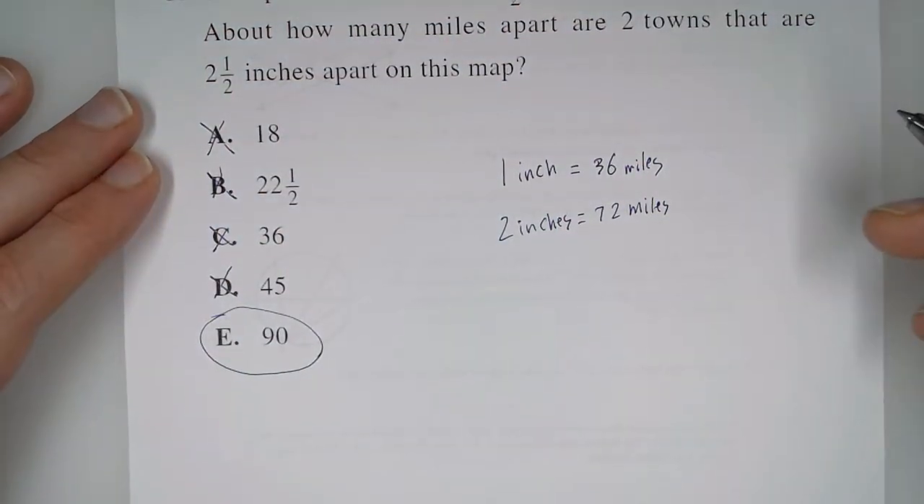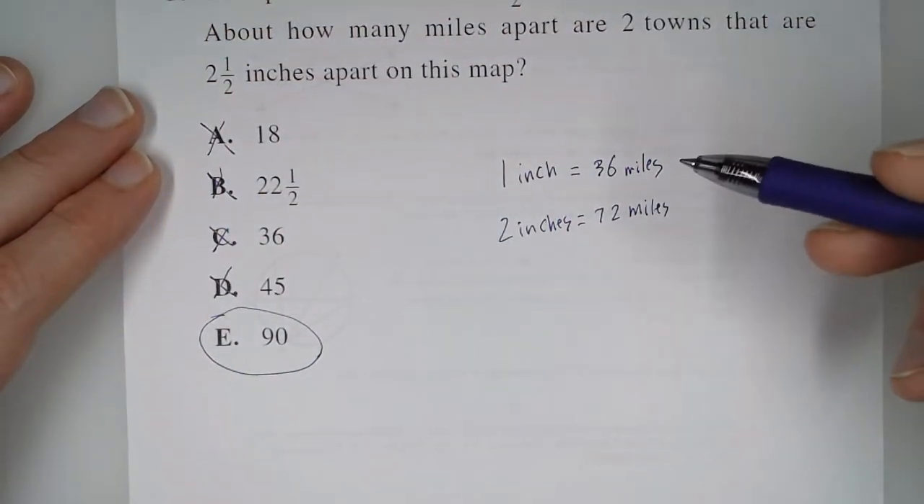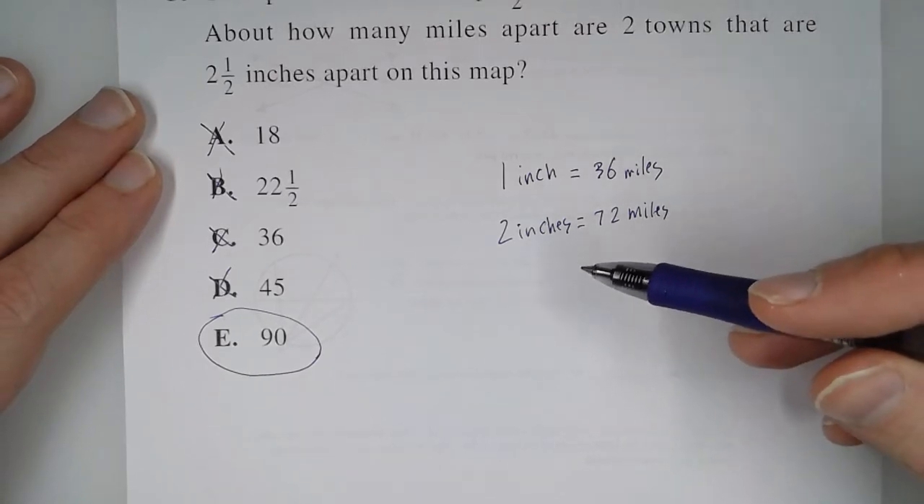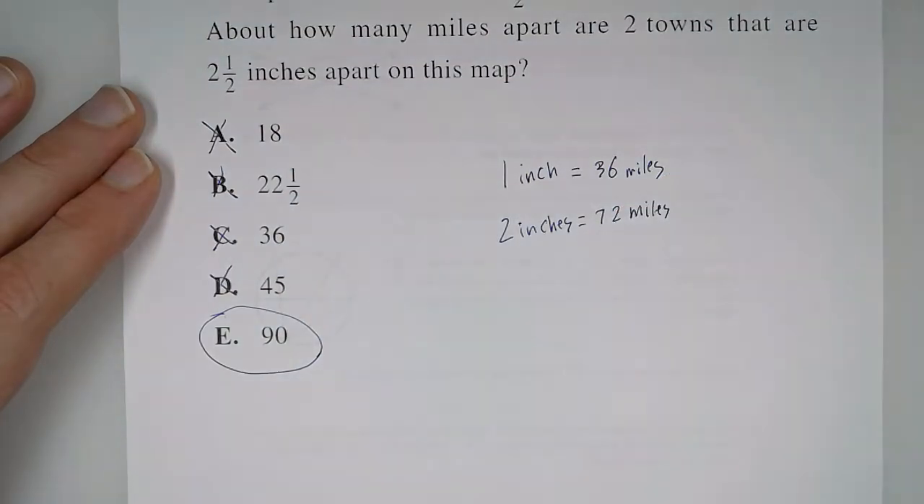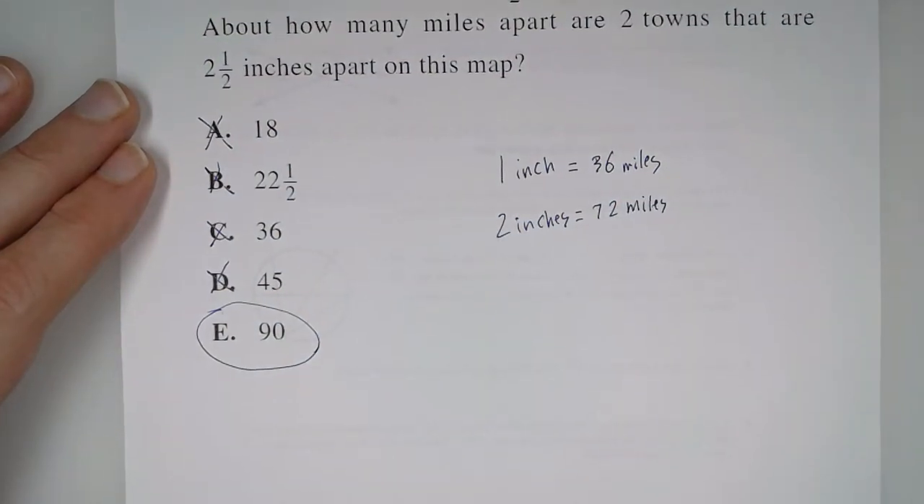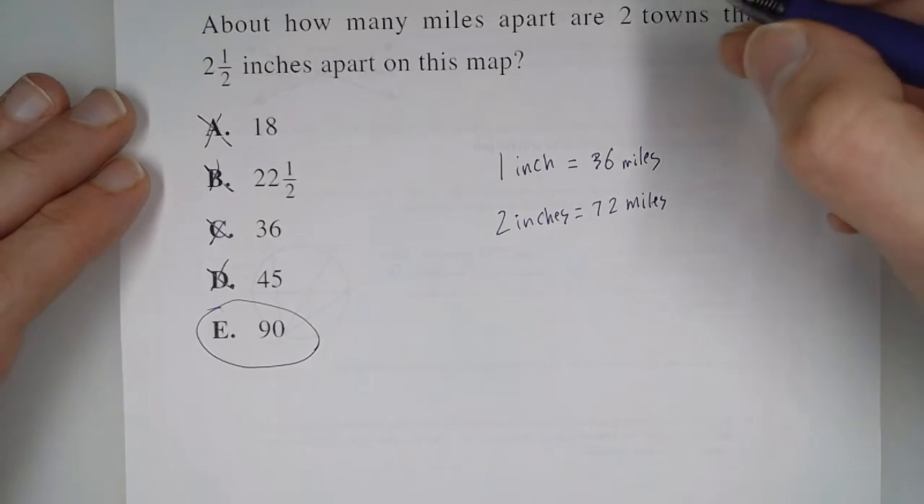Now this one was a little bit simple because this one was early on in the test. There are other problems that are similar to this later on where you couldn't find the answer just by elimination. So how could you find it if the answers were harder? Here's how you do it.